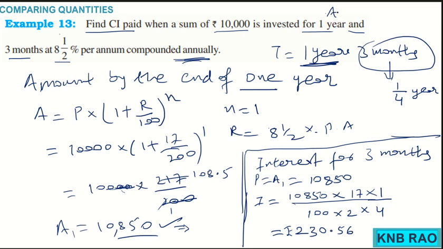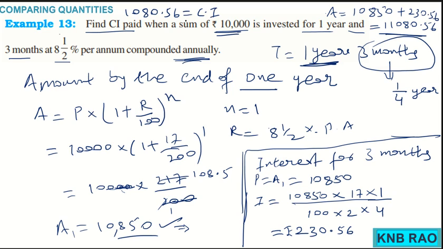Now this will be added for that time. So amount is equal to 10,850 plus 230 rupees 56 paise, put together 11,080 rupees 56 paise. And initially it was 10,000, so the difference is 1,080 rupees 56 paise is the compound interest. This is how we solve this sort of questions. These questions are very important, where whole part and fraction part is given in time period. Whole part in years, fraction part sometimes in months will be given like this.